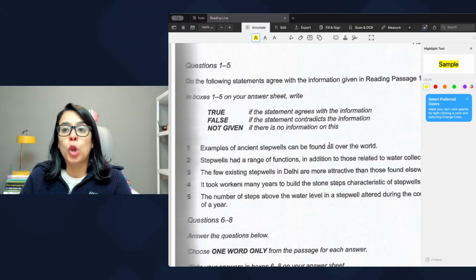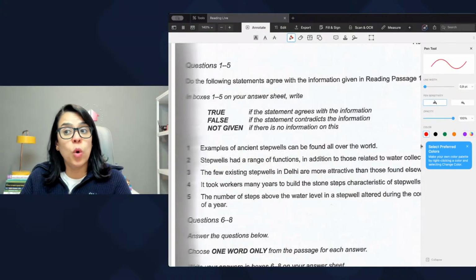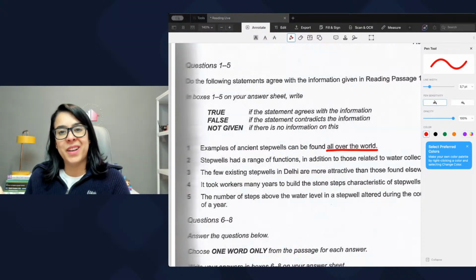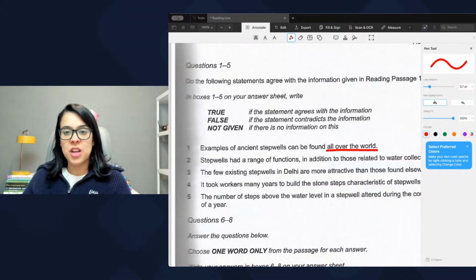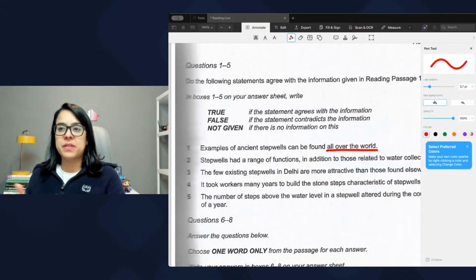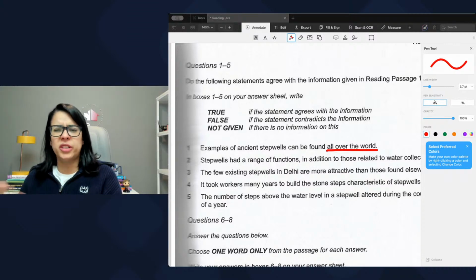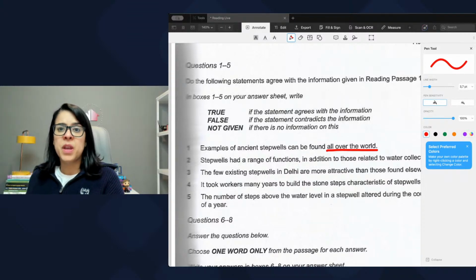So all over the world is a great keyword, but you have to remember something. They paraphrase in IELTS. In IELTS, they never use the same words in the questions and in the text. So all over the world, perhaps the text is gonna mention different parts of the globe, different countries, different regions, or is gonna use a word like worldwide.